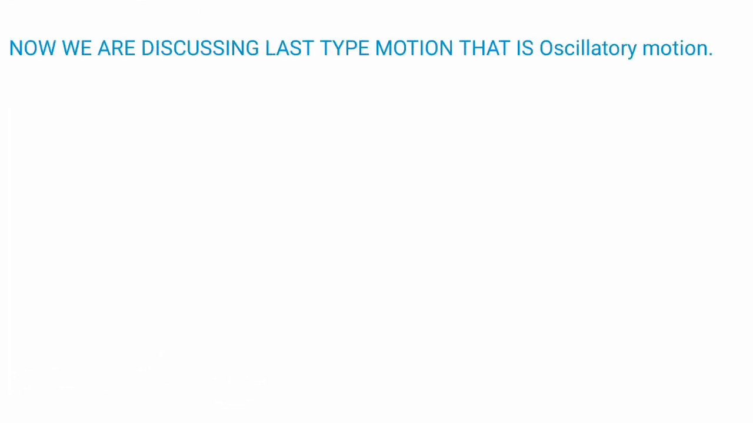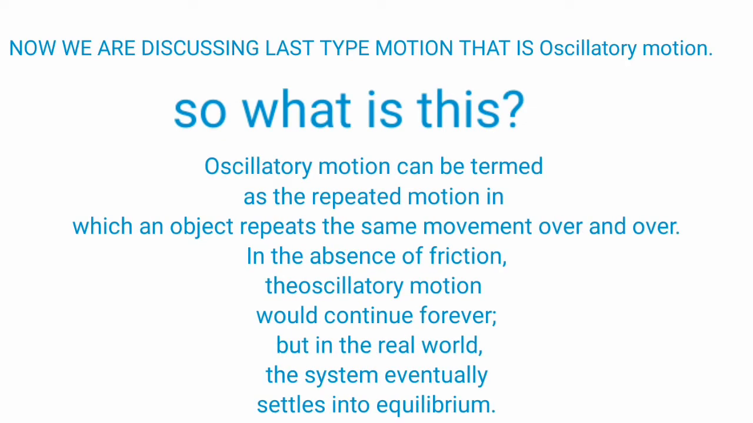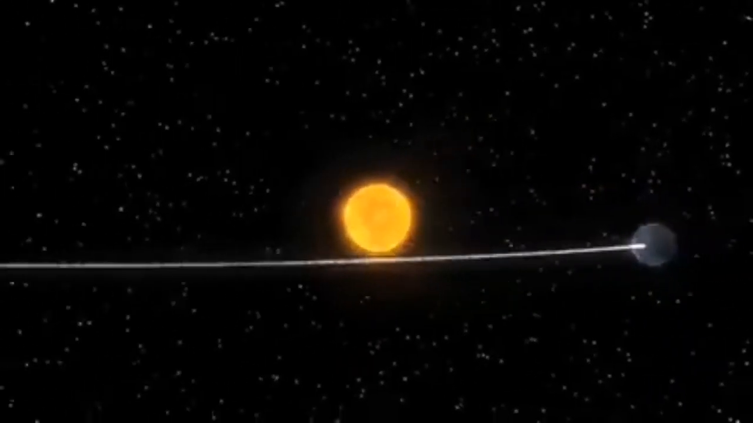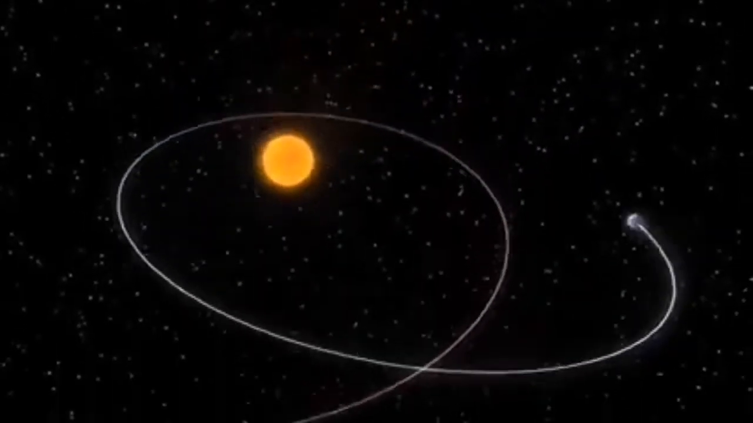Now we are discussing the last type of motion, that is oscillatory motion. So what is this? Oscillatory motion can be termed as the repeated motion in which an object repeats the same movement over and over. In the absence of friction, the oscillatory motion would continue forever, but in the real world, the system eventually settles into equilibrium. This is the best example of oscillatory motion.